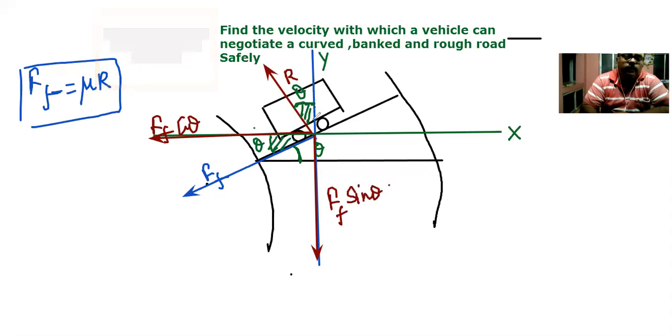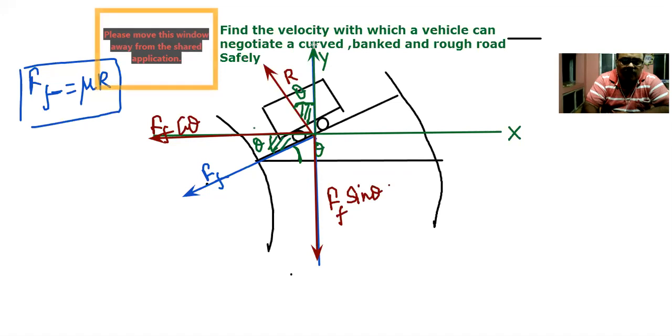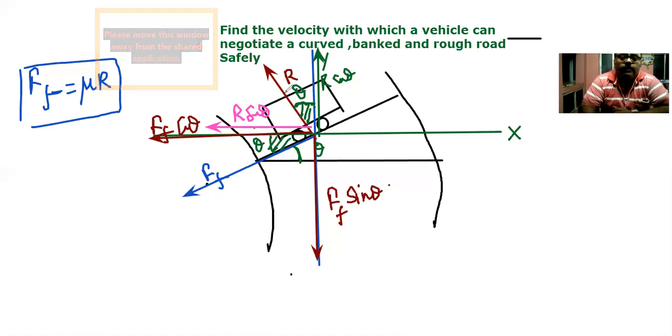Now children, you resolve the reaction. One of the components of the reaction, along the vertical, will be R cos theta, and the other component will be R sine theta. So these will be the two components of the reaction. First of all, we have resolved the component of the reaction, and we have resolved the component of the frictional force.